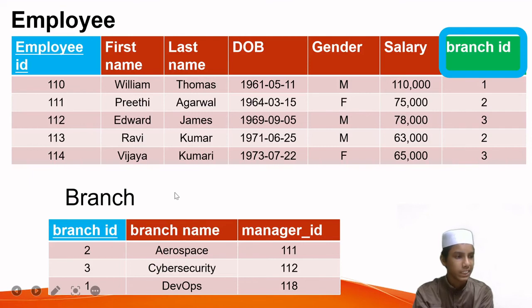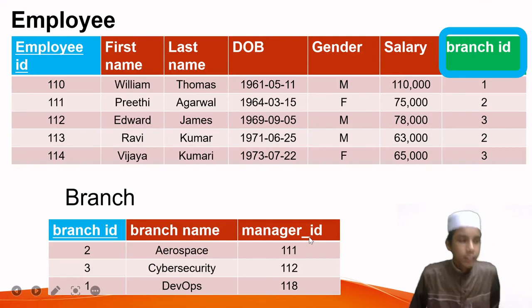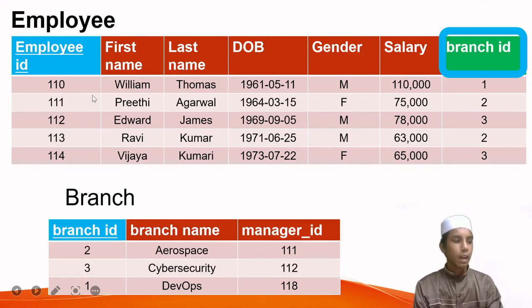So we have this branch table and we have the employee table, these two tables. Manager ID is going to be the ID of a particular employee who is the manager of the branch. Here we have 111, 111, 112, and 118. We have this branch manager ID, and then we have the employee ID. We can compare the two: the branch ID tells us who the manager is.